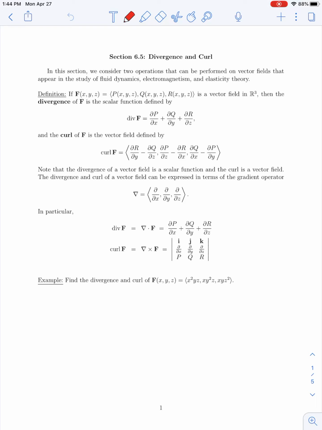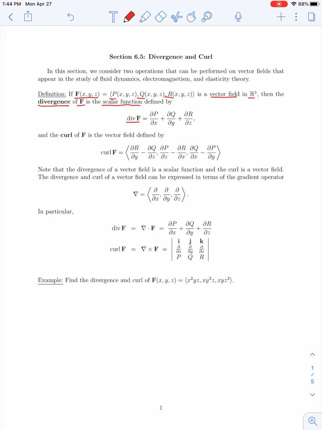So in general, let's suppose that we have a vector field in 3 dimensions, F of x, y, and z, whose component functions are P, Q, and R of x, y, and z. So this is some vector field in space. So we would define the divergence of that vector field F as the scalar function, which is denoted as div F, or divergence of F. And it's defined as follows.